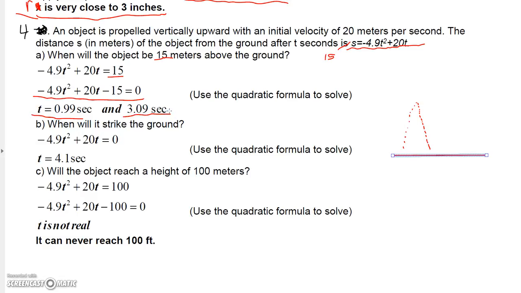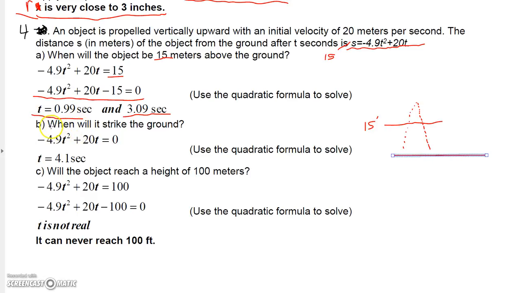3.09 or 3.1 seconds. So basically, let's say this level right here is 15 feet. Well, then it makes sense that it should hit that height twice, because it's going to hit 15 feet going up and it's going to hit 15 feet going down. So that makes sense.